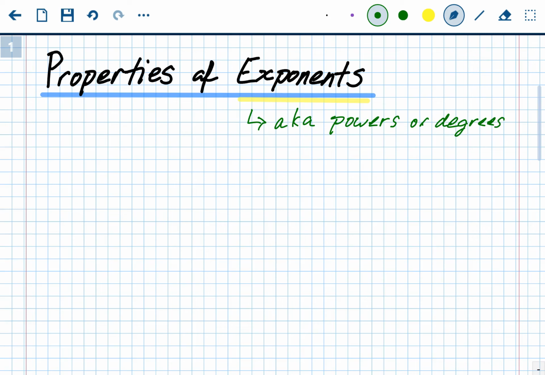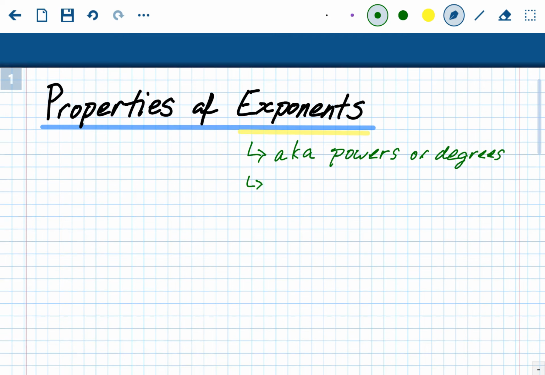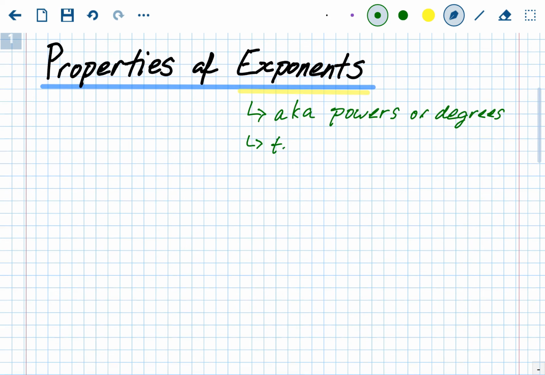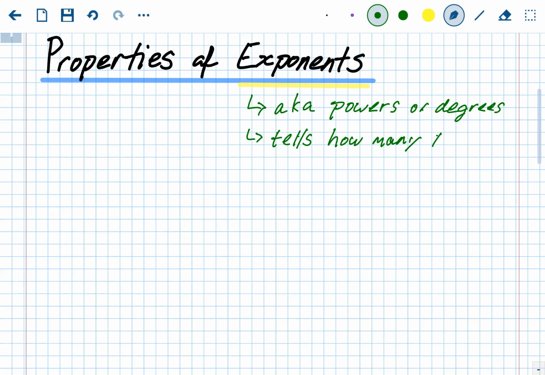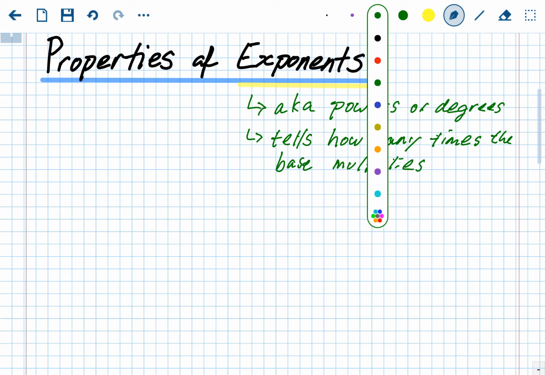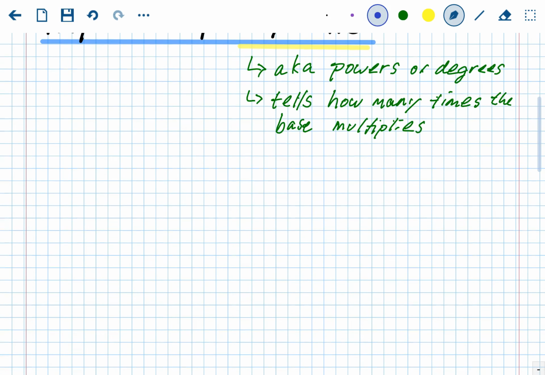And all an exponent tells us is how many times the base multiplies itself. And I'm sure everyone's seen an exponent. It's that little tiny number that's usually written above another number. Okay, x squared is x to the second power. At this point, I'm sure everyone's seen an exponent. If you haven't, it looks like this.